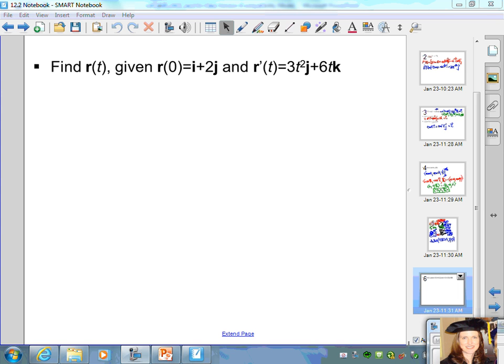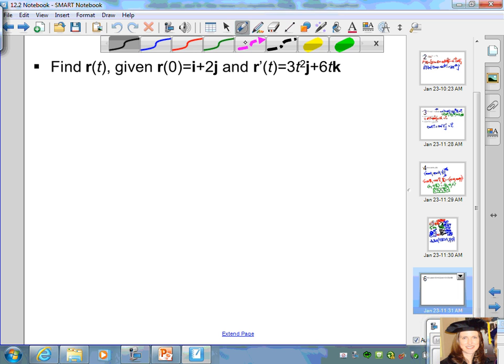This example from section 12.2 asks us to find r of t, the vector valued function, given r of 0 equals i plus 2j. We call that an initial condition. We are also given the derivative r prime of t equals 3t squared j plus 6tk. So we want to be able to work backwards, given r prime and an initial condition, find the antiderivative and find the constants that will give us the original vector valued function r of t.